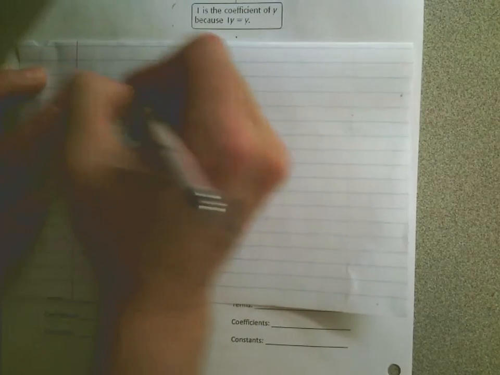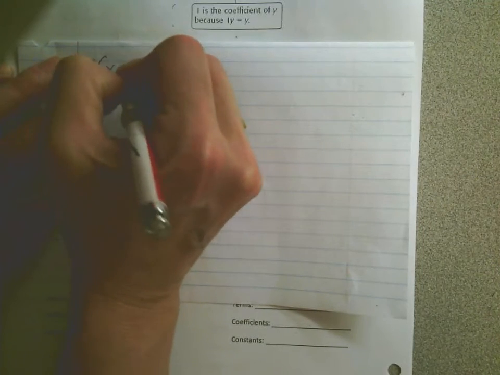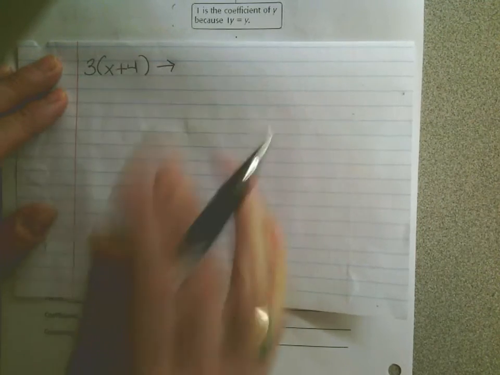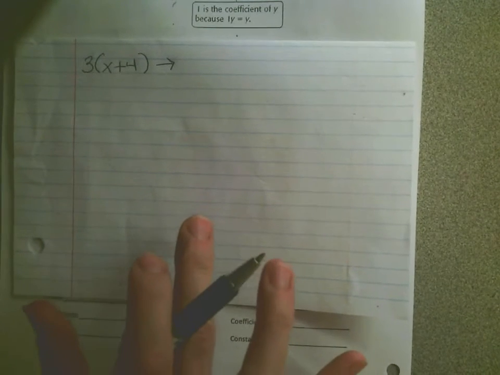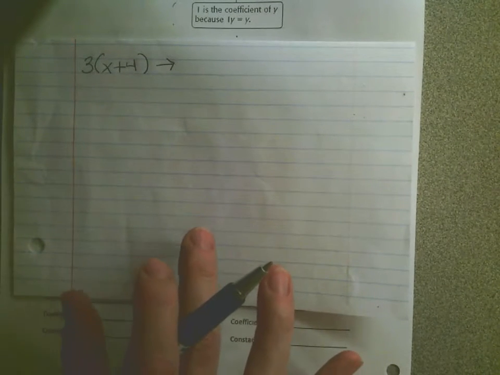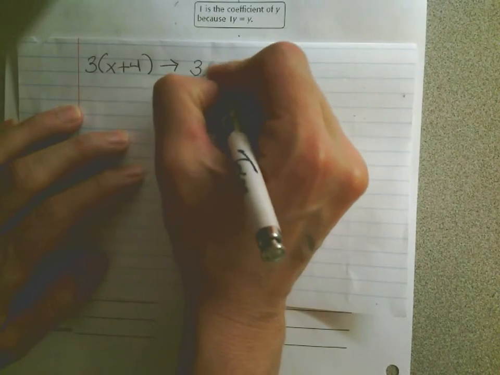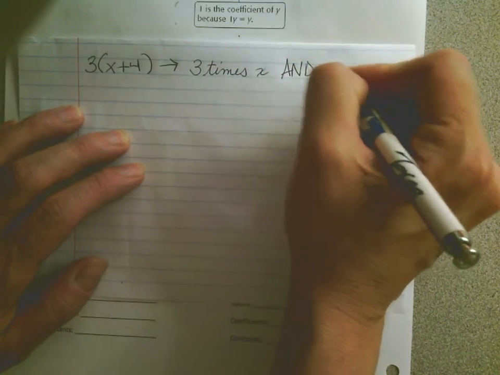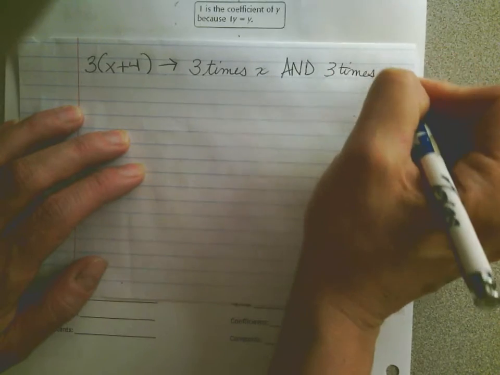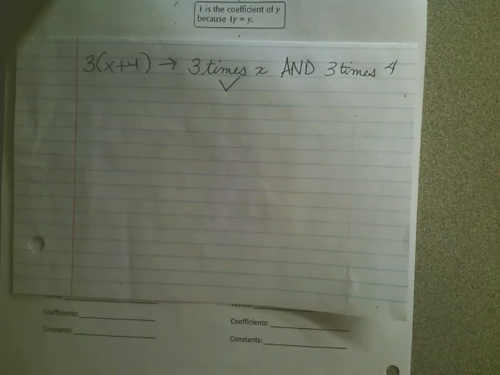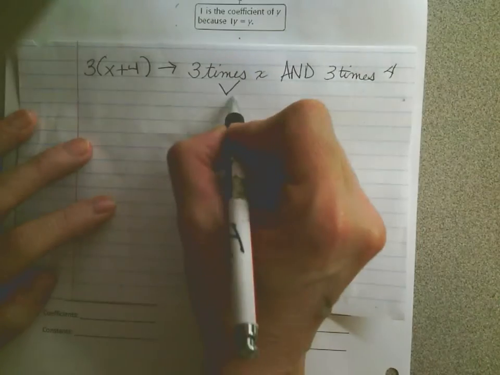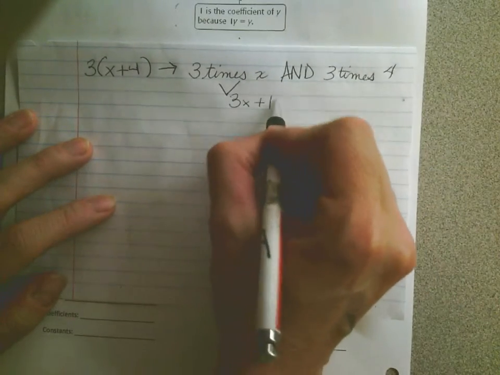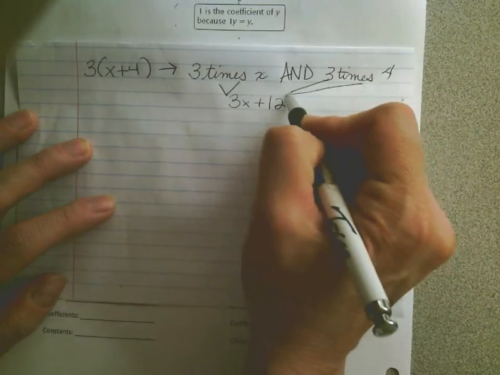Looks like this. Three times x plus 4. This is a simple one. What is the 3 being multiplied by? Go ahead, Grace. Yeah, this literally means 3 times x and 3 times 4. Can anybody tell me what the result is? Ethan? 3x plus 12. Yep. Exactly. That's it in a nutshell.